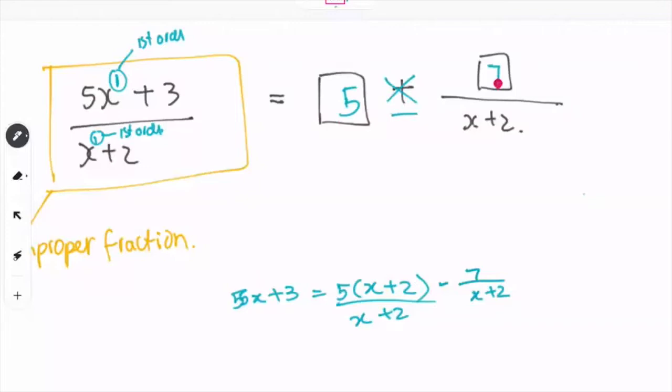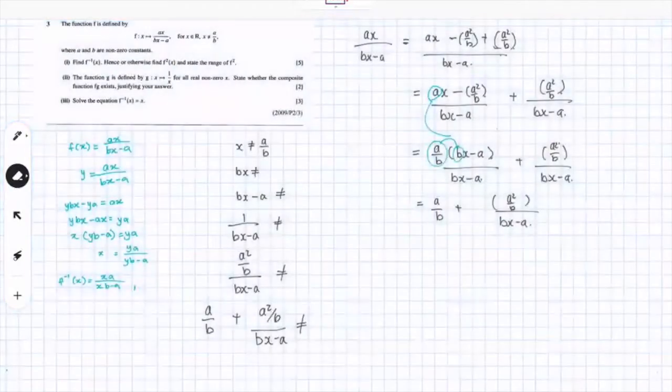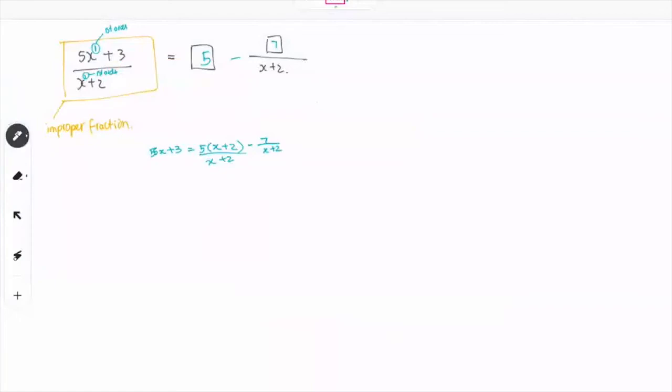Correct? Yeah, correct. You get, yeah, like that. This is the same principle, just that it looks very confusing because we are using a and b. Want to try something else? Yes, try something else, a bit more complicated.